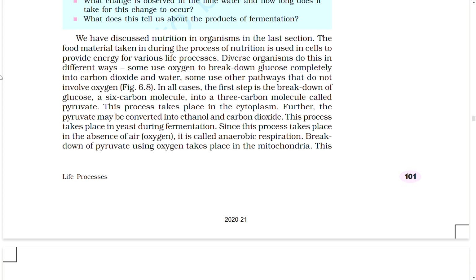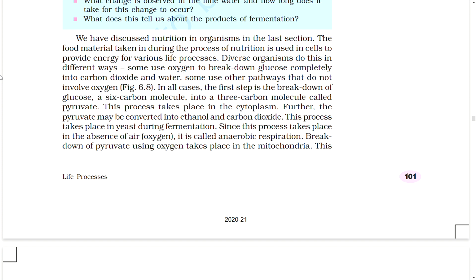In all cases, the first step is the breakdown of glucose, a 6-carbon molecule, into a 3-carbon molecule called pyruvate. This process takes place in the cytoplasm. Further, the pyruvate may be converted into ethanol and carbon dioxide. This process takes place in yeast during fermentation. It is called anaerobic respiration.